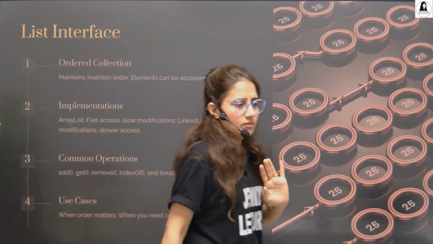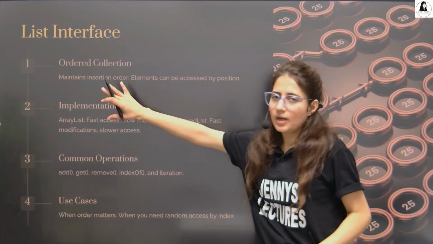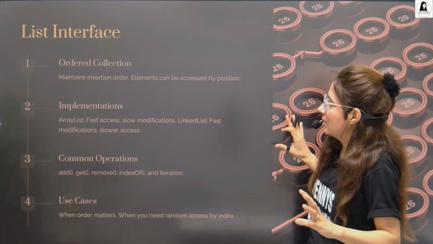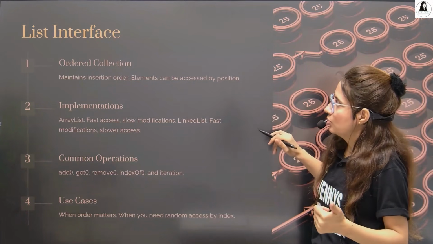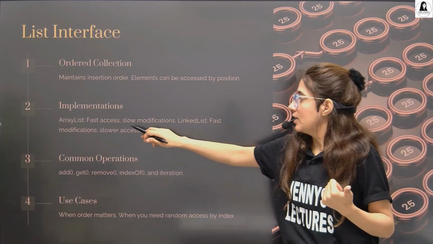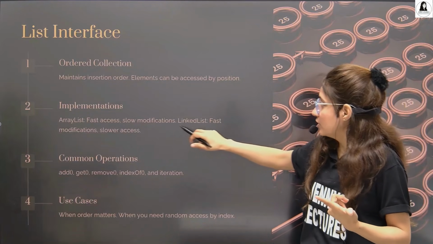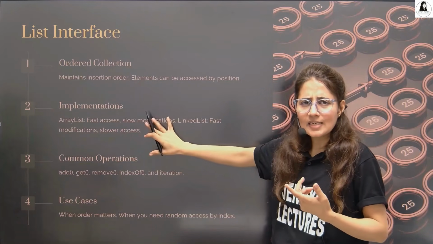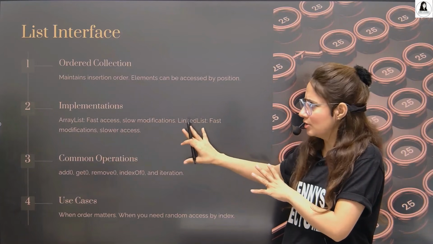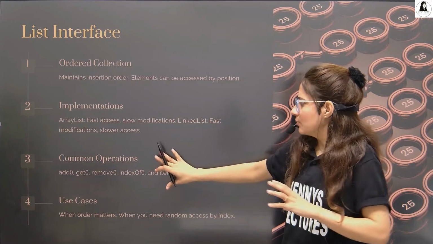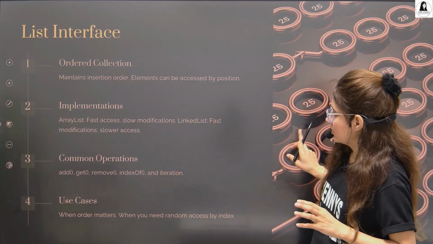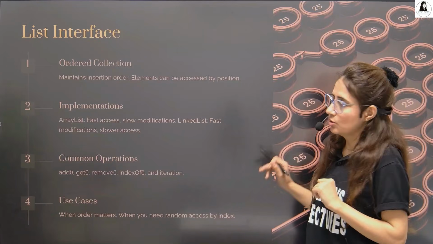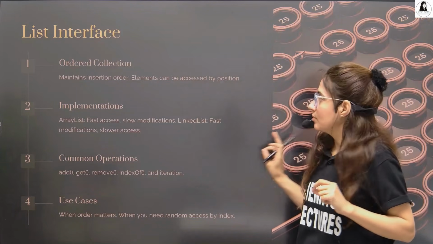So this is all about the List interface, which I have shown you. I told you a list is an ordered collection of data. Elements can be accessed by position. ArrayList gives fast access and slow modification, while LinkedList gives fast modification and slower access. We'll see ArrayList and LinkedList, and then you will get the advantages and drawbacks of these. Don't worry. These are some common operations and use cases. When you need random access by index, you use these, because this is an ordered collection, and ordered collection means having indexing.